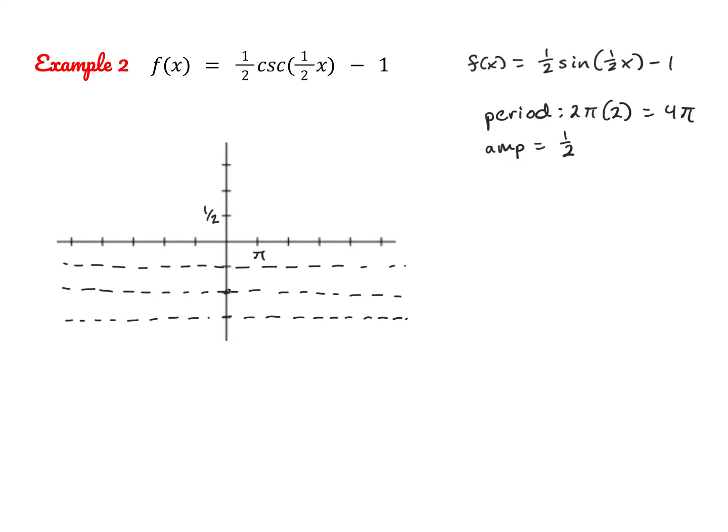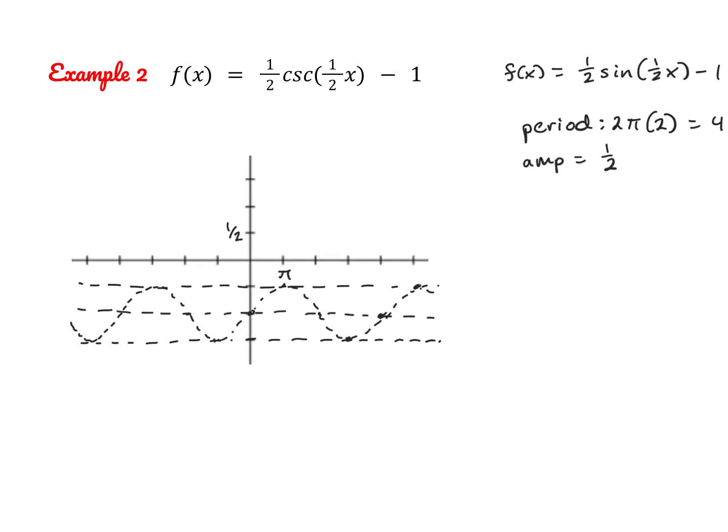And then there's no reflection. So I'm just going to start by going up to the maximum. So here, and then middle, minimum, middle, max. And I kind of just continue this pattern as far as I can. And again, I'm just doing it as a dotted line because this is just a guideline to help us graph cosecant. So now I have this guideline, we can actually start graphing cosecant.